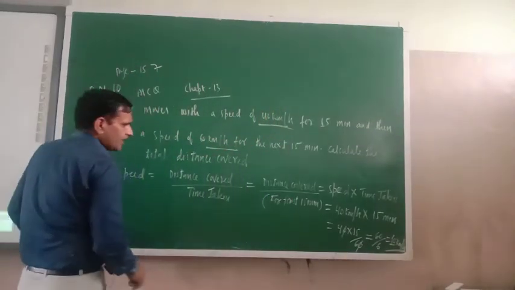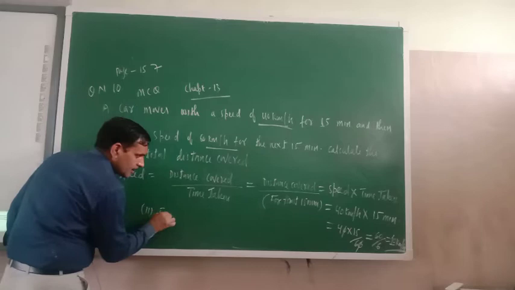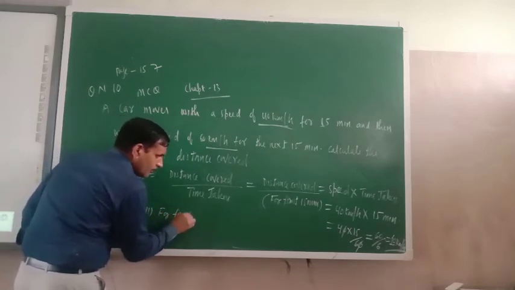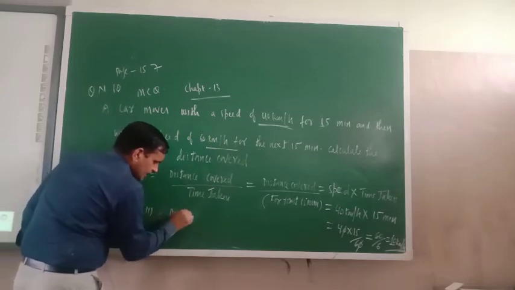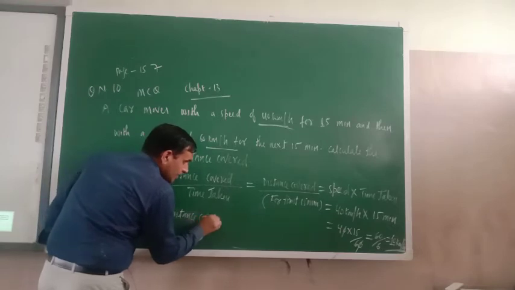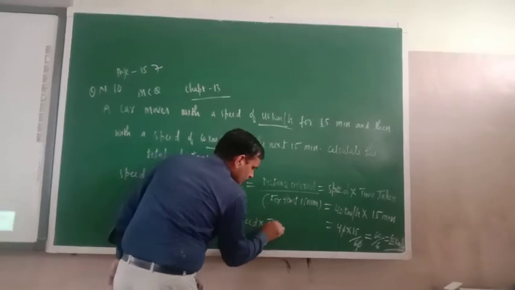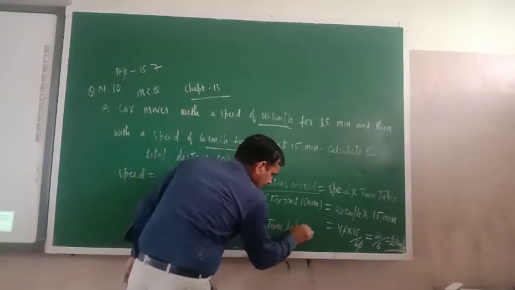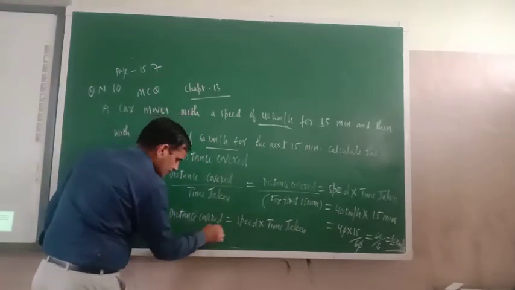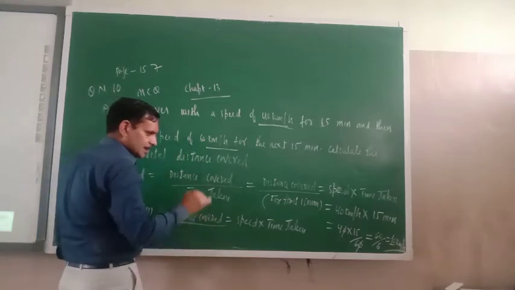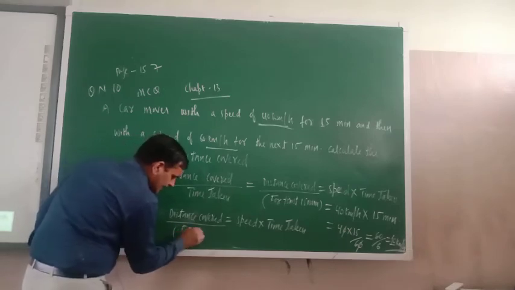Now same way you can calculate for second. Here you can write distance covered equal to speed into time taken. Distance covered, that is the speed into time taken. This is for second.